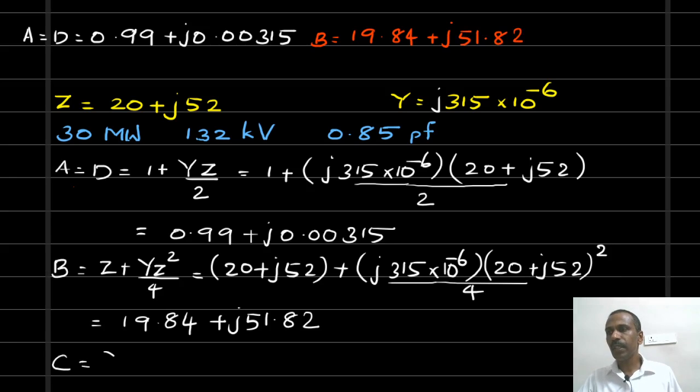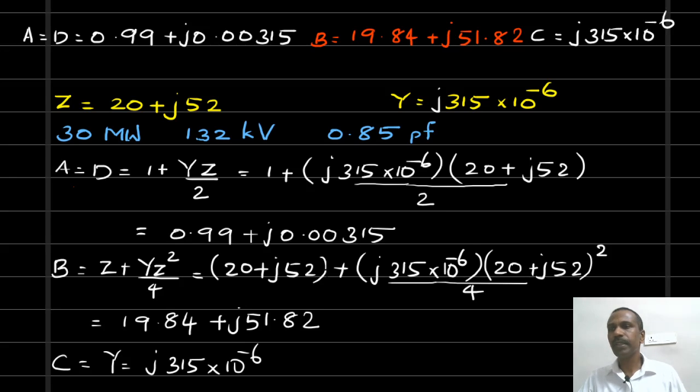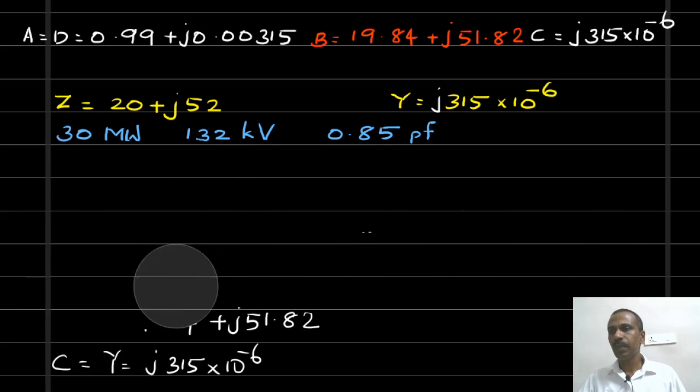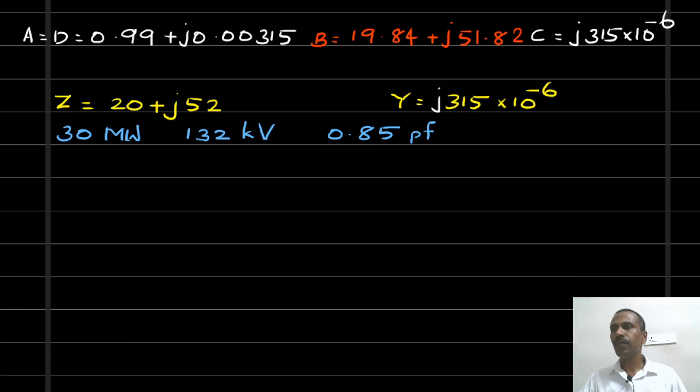The constant C is equal to Y is equal to J315 into 10 raised to minus 6. So the constant C equals J315 into 10 raised to minus 6. Now we got all the 4 ABCD constants. Now we have to find out the sending end voltage, and for that the receiving end voltage and the receiving end current. VR equals 132 kilovolt.